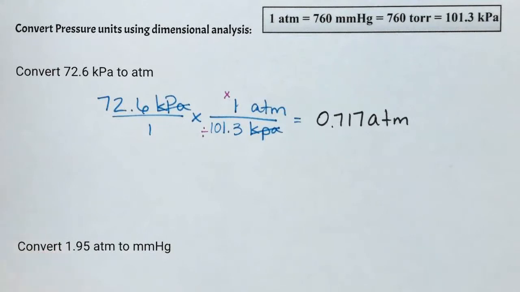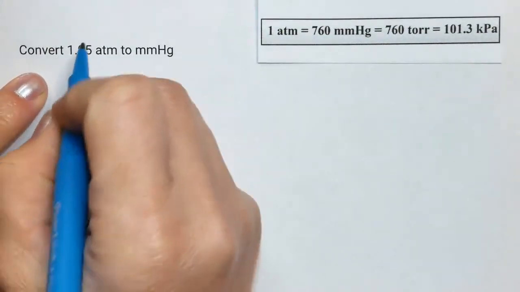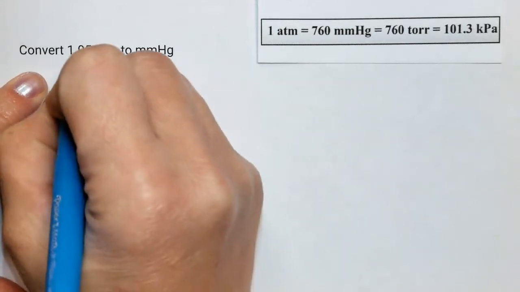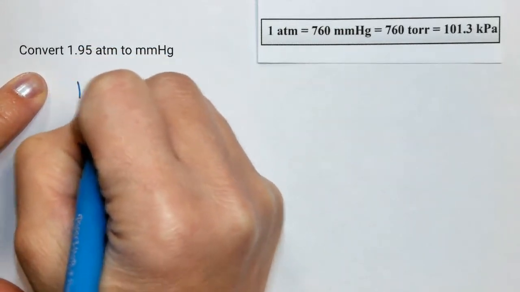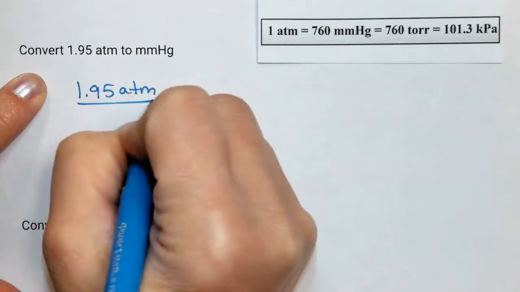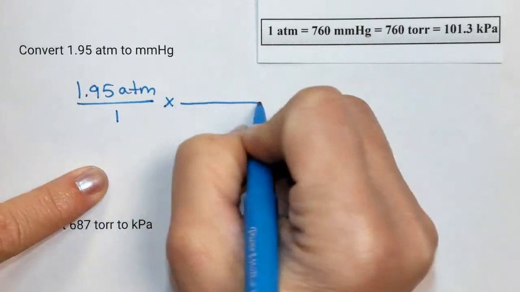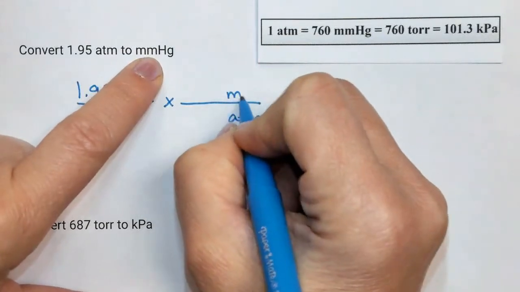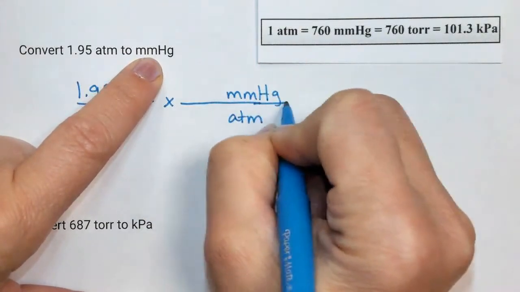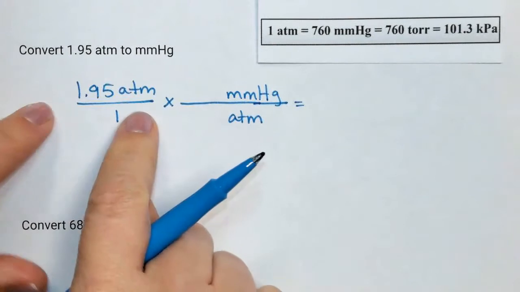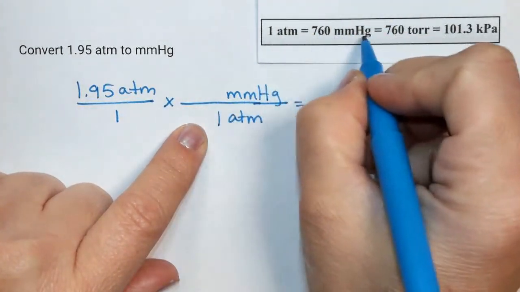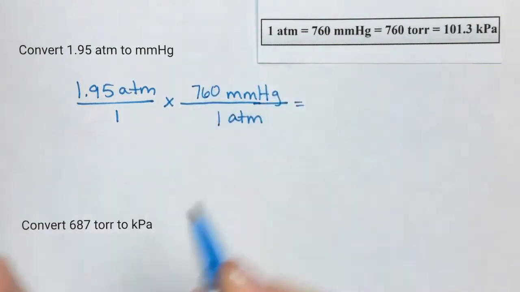Let's do the next one. Next is 1.95 atmospheres. Change that to millimeters of mercury. So I'll take my given, 1.95 atmospheres, put it over 1, times draw a line, bring down atmospheres, and put what I want on top, which is millimeters of mercury. And then equals. Now I'm going to look over here. Atmospheres is 1, millimeters of mercury is 760, and now I can type this into my calculator.